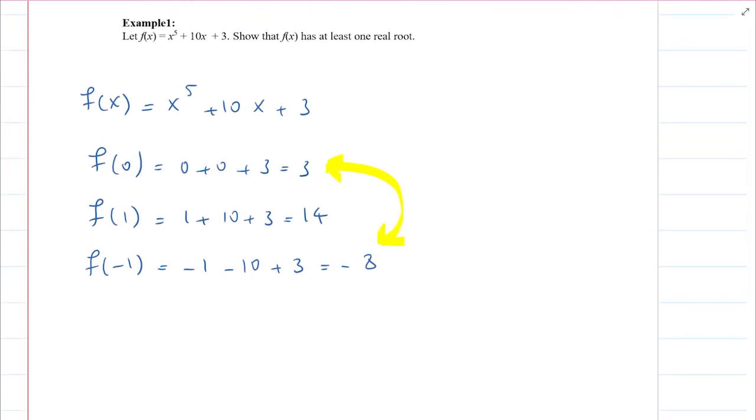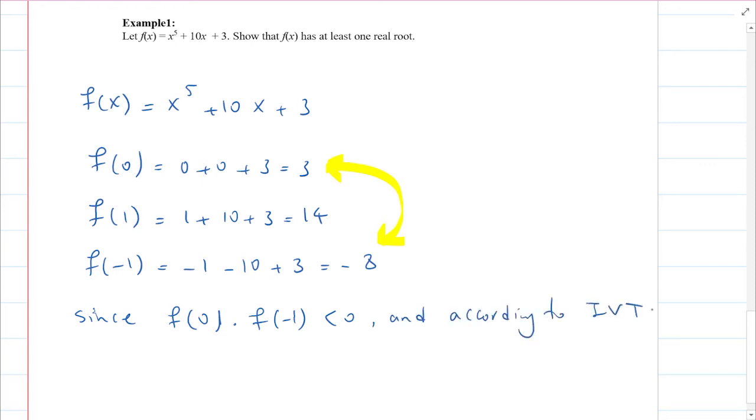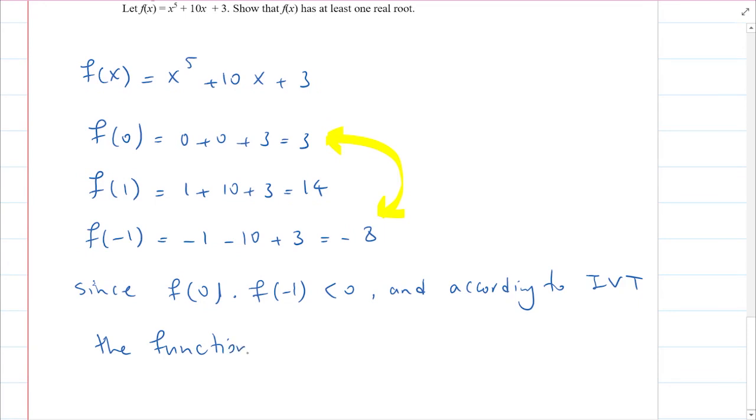So since f of 0 times f of -1, if I multiply those two values, I get a negative value. And according to intermediate value theorem, because I got two opposite signs, the function f of x has at least one root on -1 and 0. So the function has a root, or at least one root here, and that means overall the function has at least one root.